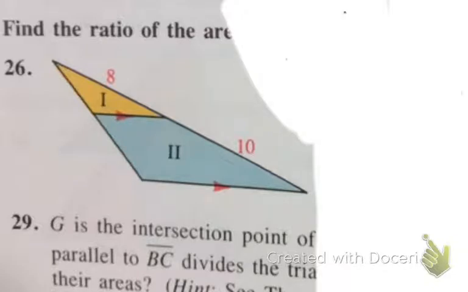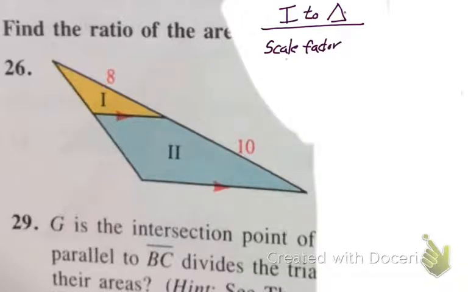So the only thing I can do right now is 1 to that big triangle. That's what I'm going to start with. I'll just put a big triangle there. 1 to big triangle. Well, my scale factor, since they're similar, that's got to be easy enough. It just must be 8 to 10 because those are the two numbers.